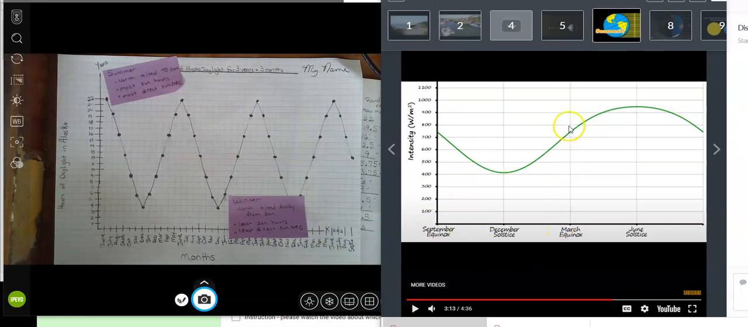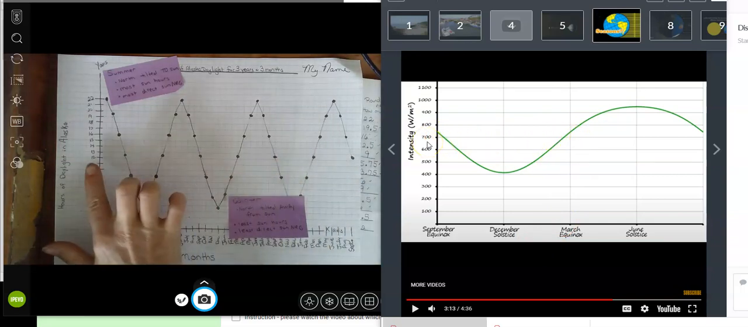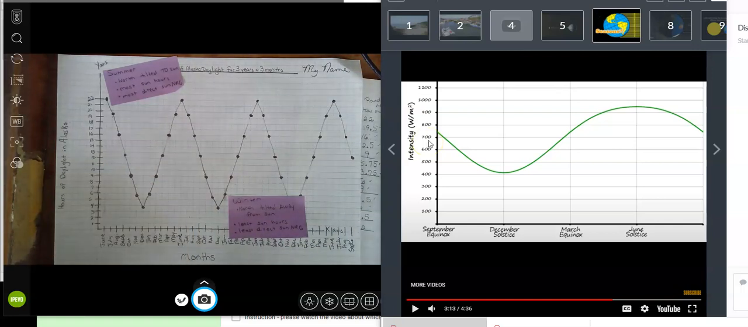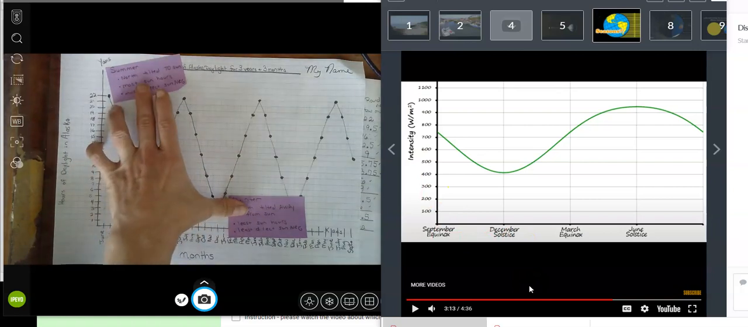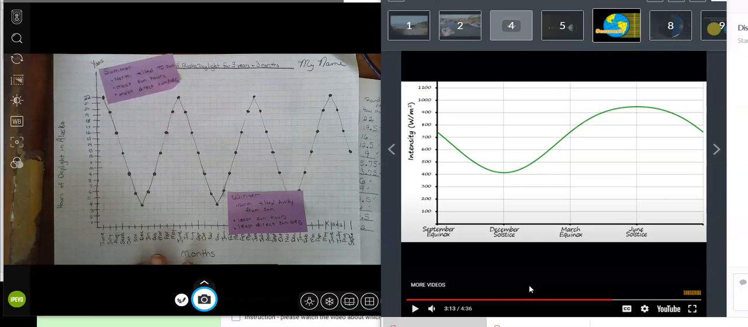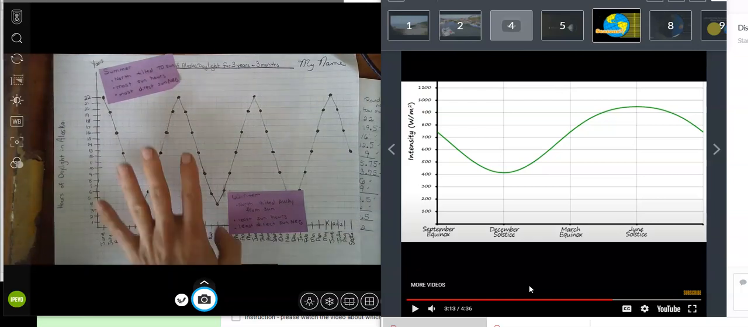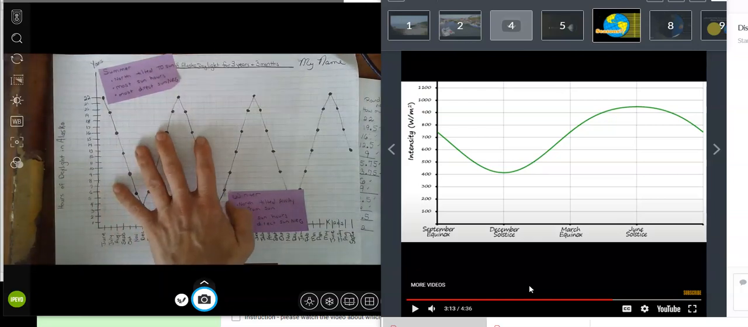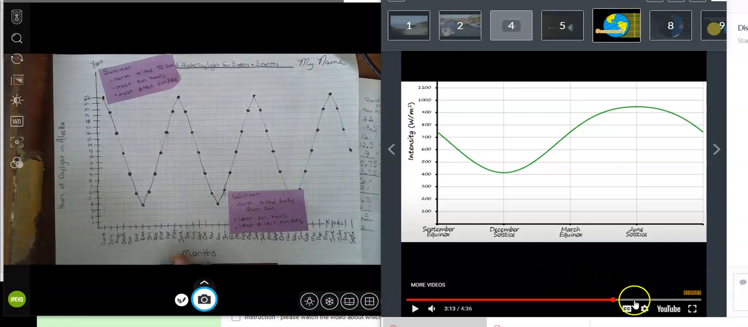Fall and spring equinoxes, they are pretty equal. So I could have marked those as well on this graph, but all I want you to have today are these two sticky notes added to your graph, explaining how this data is beginning to show us more about the seasons on Earth.